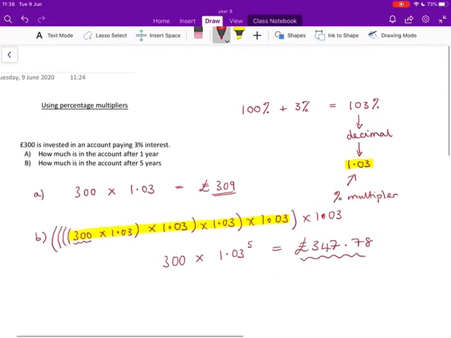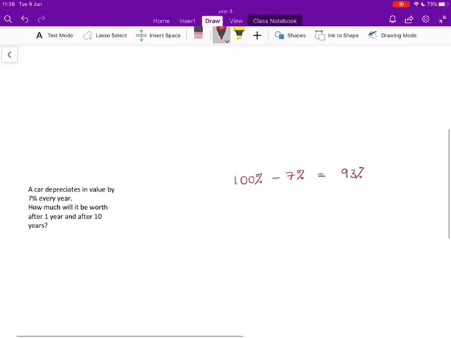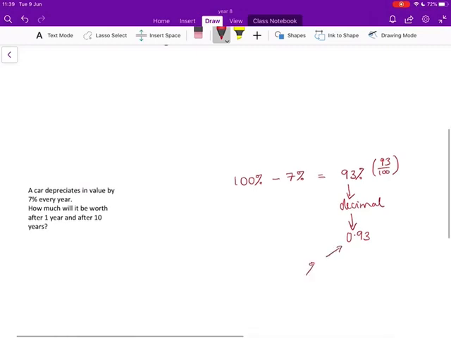If we do the same as we did back here, where we were gaining 3%, so we added 3% and got 103%, and we converted it to a decimal. Here we've lost 7%. If we convert that to a decimal, we would then have 0.93. 93% is 93 hundredths, which is 0.93 as a decimal. So this is our percentage multiplier this time.